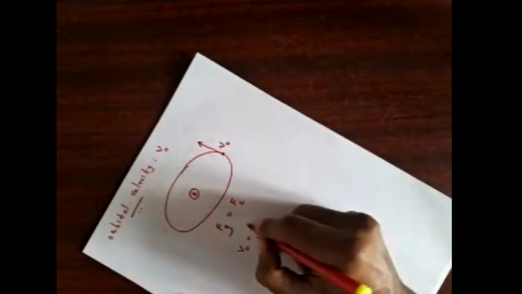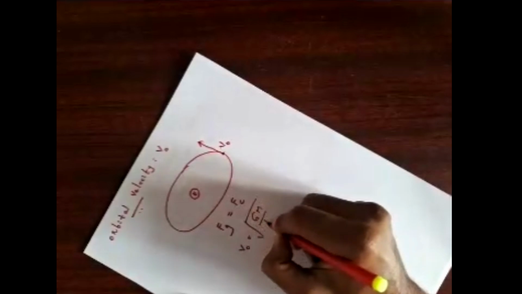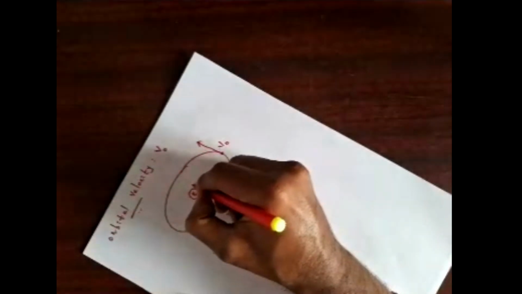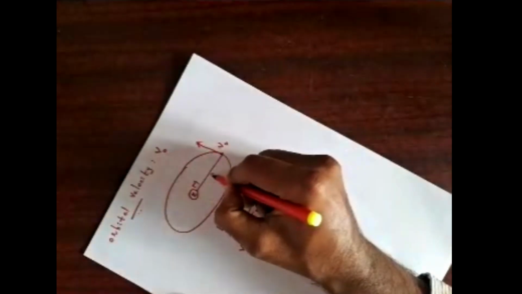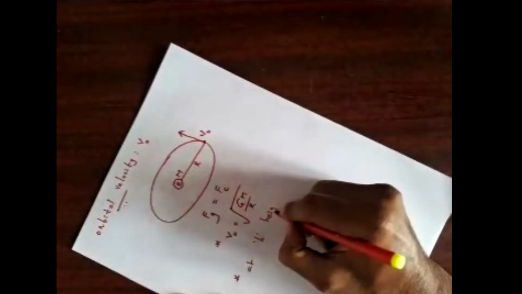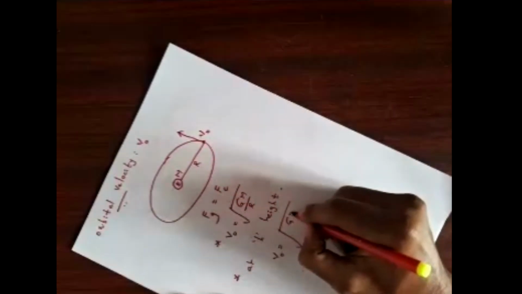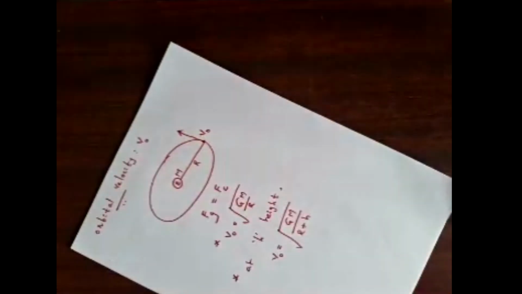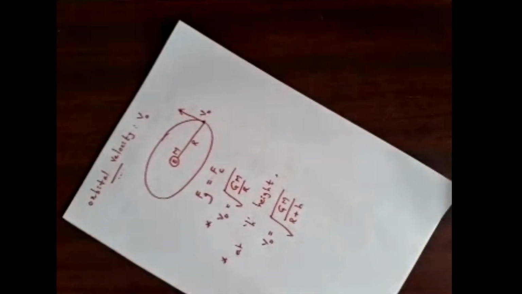The orbital velocity V naught equals root over GM by r. Here capital M is the mass of the planet, and r is the radius of that particular orbit. So V naught equals root over GM by r. At height h, with the same consideration, r is replaced with R plus h. V naught equals root over GM by R plus h.